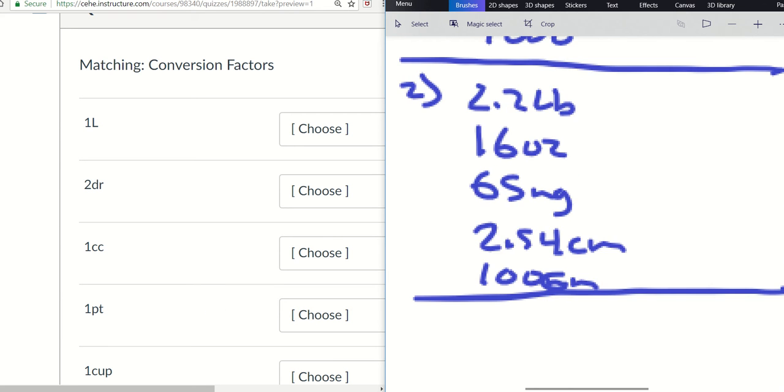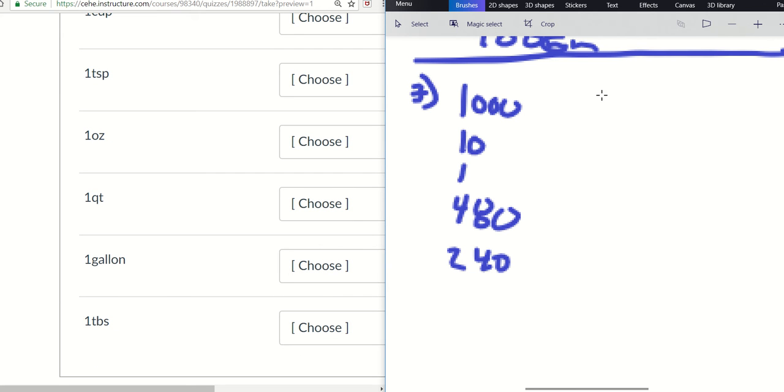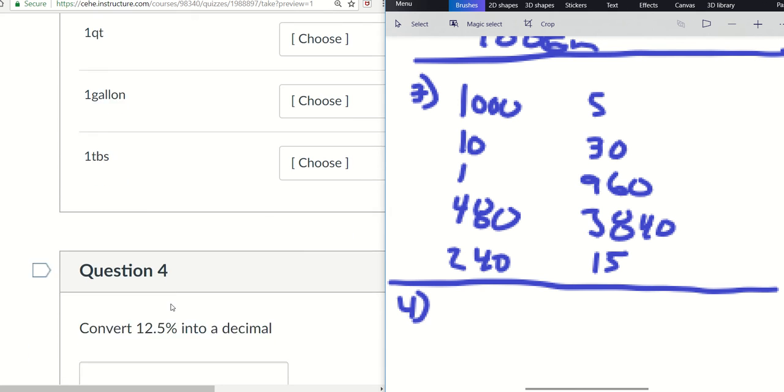So you get this a couple times a week. They should be committed to memory by now. All right, a liter is 1,000. 2 grams is 10. cc is 1. A pint, I messed up on the last one. 480. A cup is 240. Teaspoon is 5. Ounces 30. Quart 960. Gallon 3840, and a big spoon is 15. All right, so those are the warm-up questions, getting us into math frame of mind.